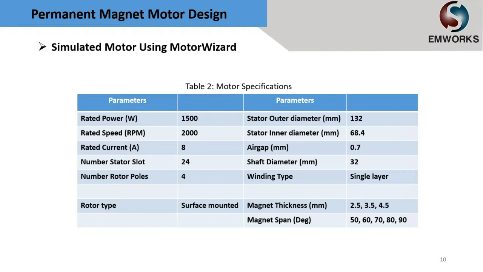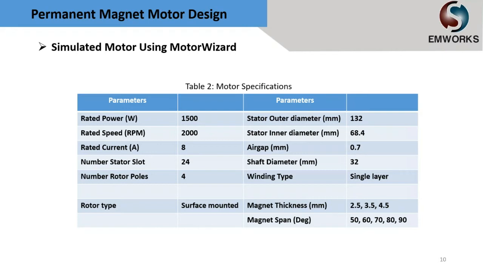In the second one, the magnet span will change from 50 to 90 degrees by steps of 10 degrees. In this study, the magnet thickness will be 3.5 millimeter for all cases.